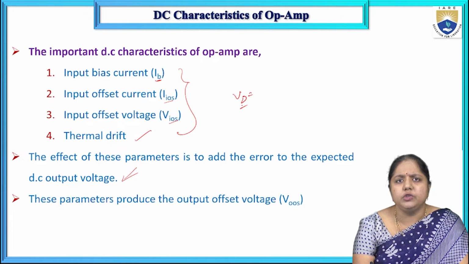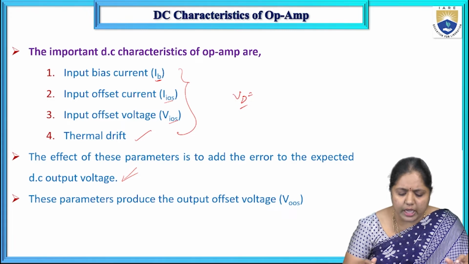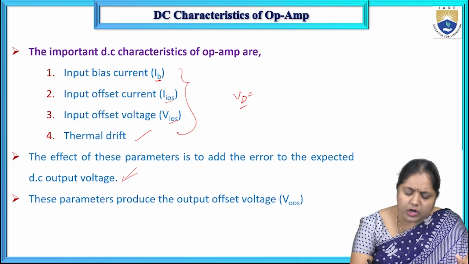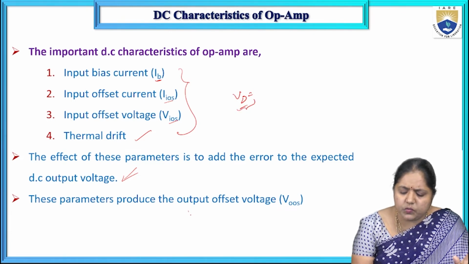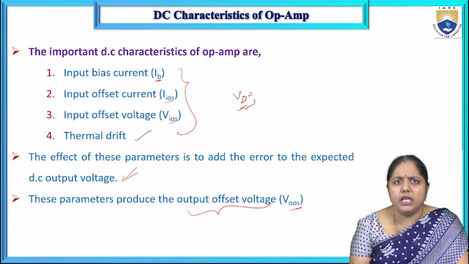In the ideal case, the output voltage value should be equal to 0. Whatever output voltage we are getting because of all these things is represented as the output offset voltage, VOSS.